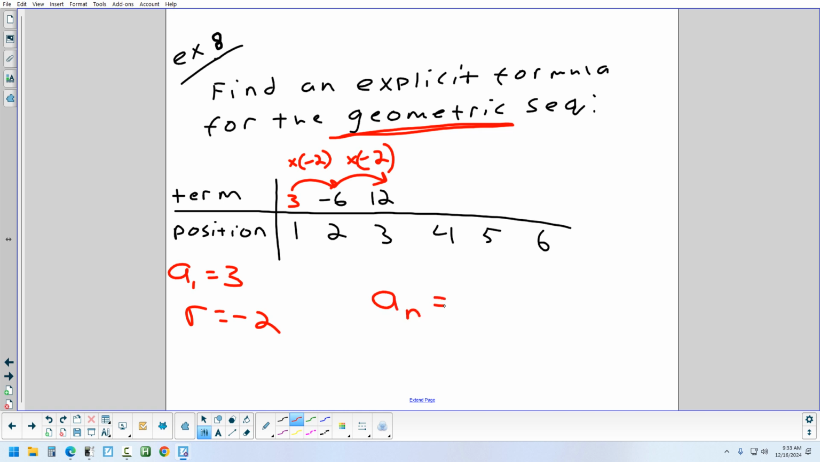What was the pattern before we fill anything in? First term times the ratio to the n minus 1. What's our first term here? 3. What's our common ratio? Negative 2. Do not multiply 3 and negative 2. You can't do that. Just leave it like that.